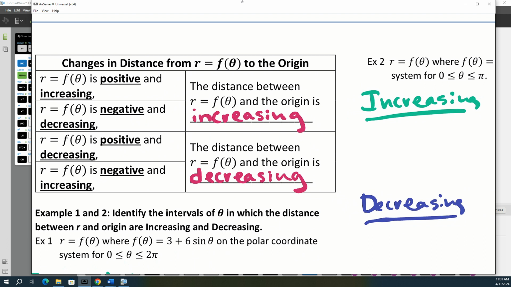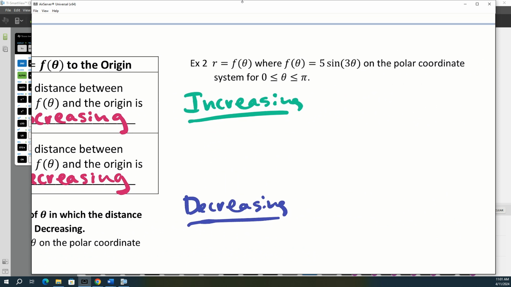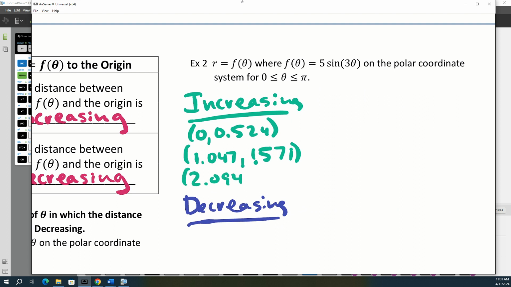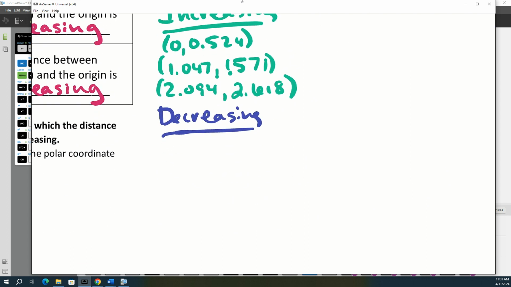This one is just 0 to pi. I didn't say that, but this one is only 0 to pi. So if it's taking you forever, it's because you're going farther than you want to. So you can stop at 3.14 on this one.